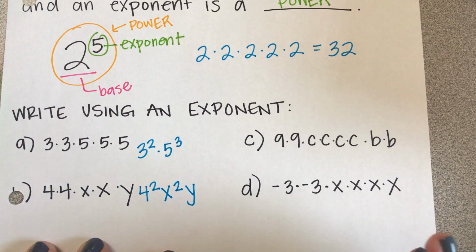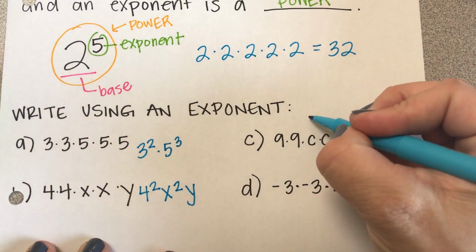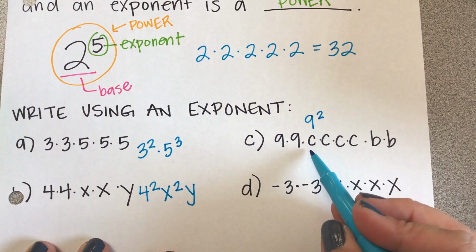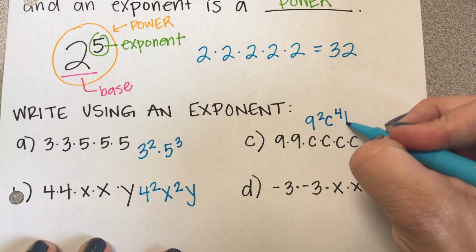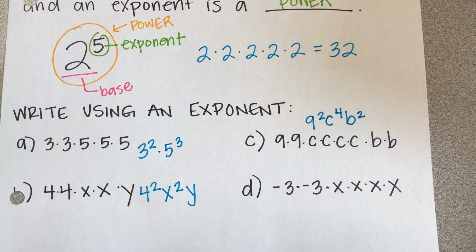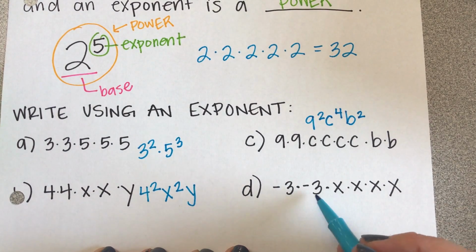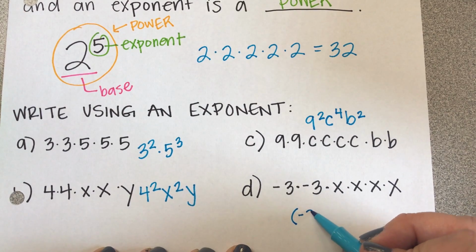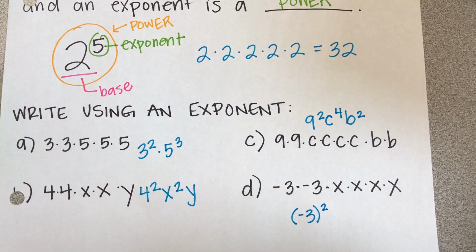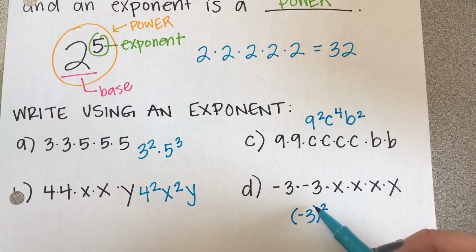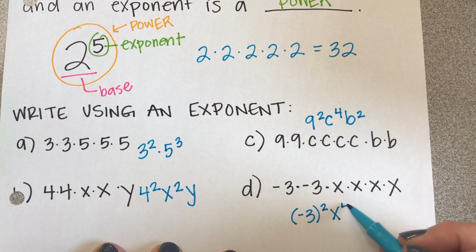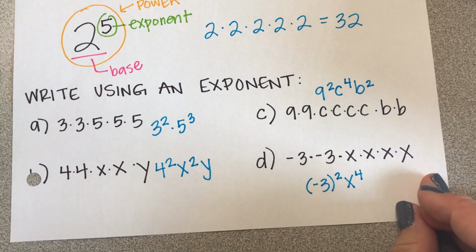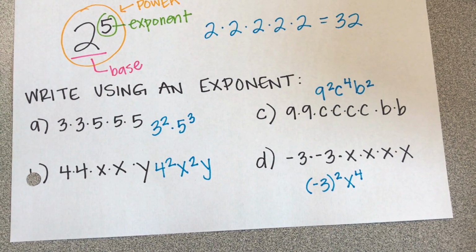So let's look at letter C. On letter C, we have 2 number 9s, so that's 9 squared, 4 C's, so C to the 4th, and then 2 B's, B squared. And then on this last one, I have 2 negative 3s, so we're going to put the negative 3 in parentheses. It's the quantity, the whole thing, negative 3 being squared, and then x to the 4th power. Hold on just a second, and as soon as we get to the back of your page, I will explain why I put that in parentheses.